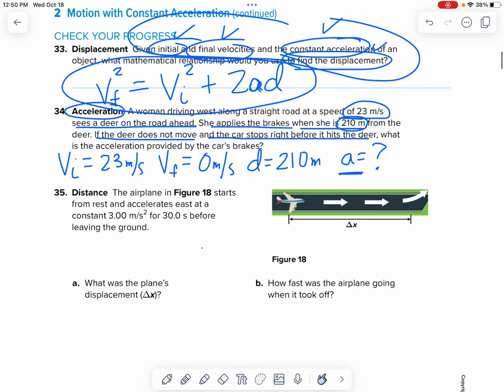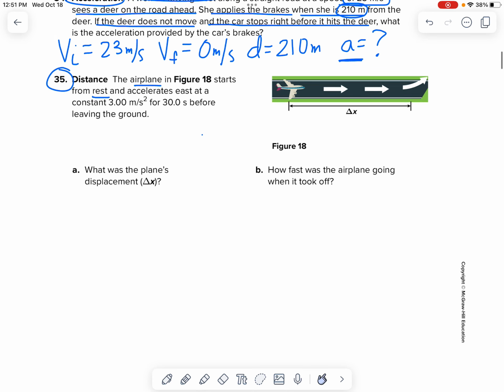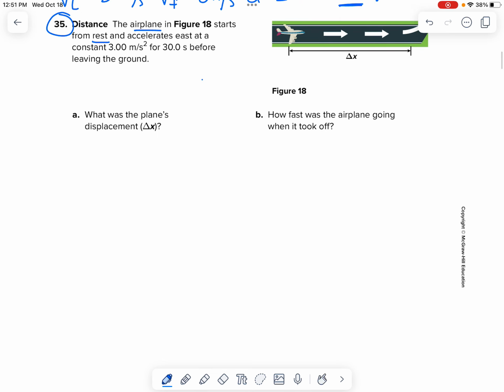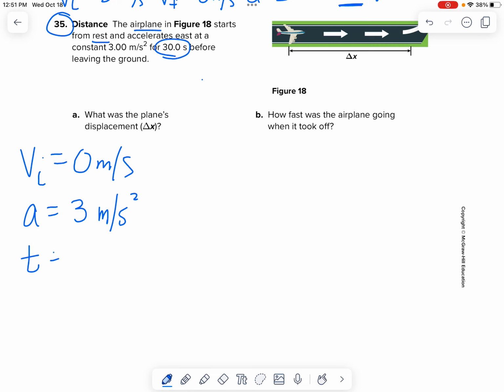Number 35. Airplane starts from rest right away. They're giving you initial velocity is 0. Accelerates east at a constant 3 meters per second squared. They're giving you the acceleration. For 30 seconds, they're giving you time. It wants to know how far did the plane go before it took off.